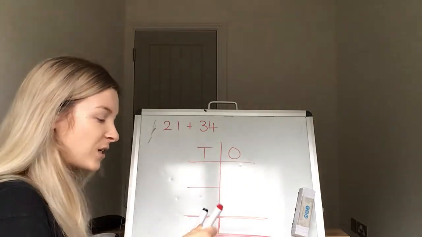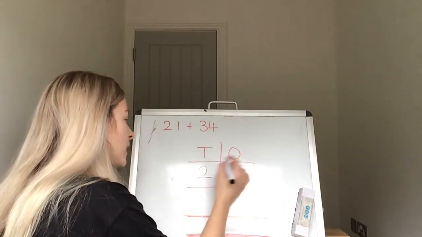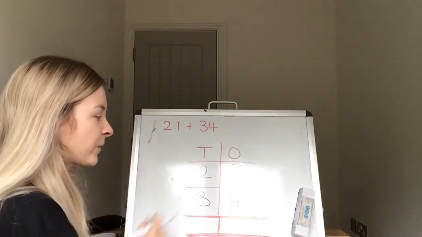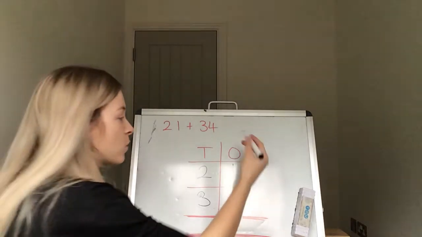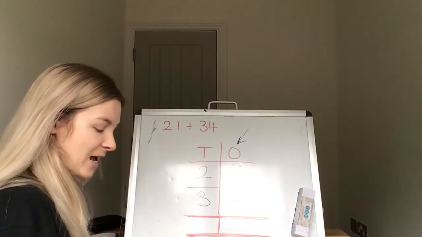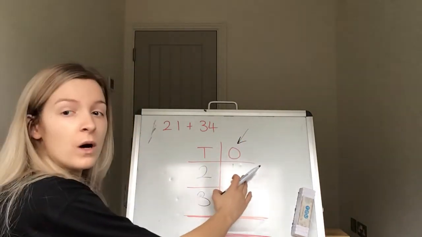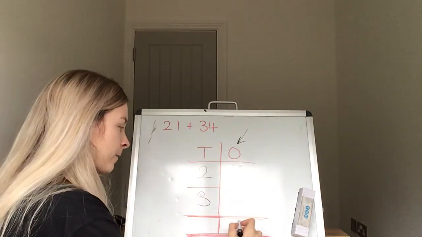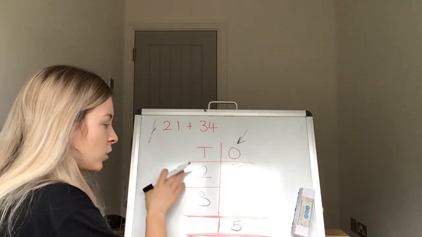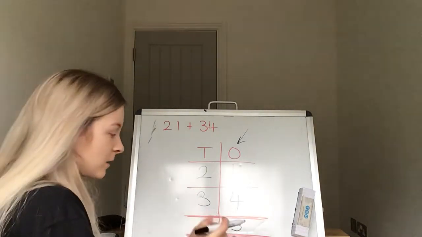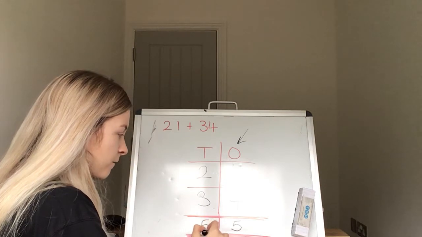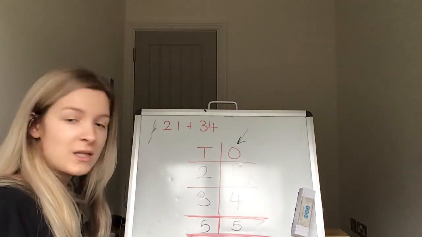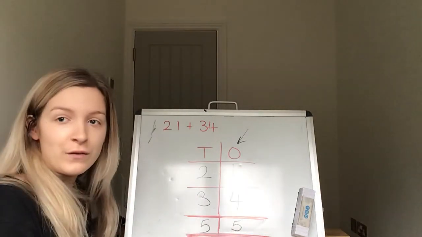Okay, so putting our numbers carefully back in, 2 10s, 1 1, 3 10s, 4 1s. Now I can add. We always start with this column. Let's add our addends. 1 add 4 goes into our equal sign. 5. 2 10s add 3 10s is of course 5 10s. Inside our big equal sign, you can see the answer is of course 55.